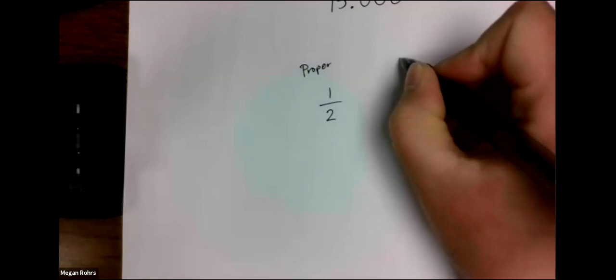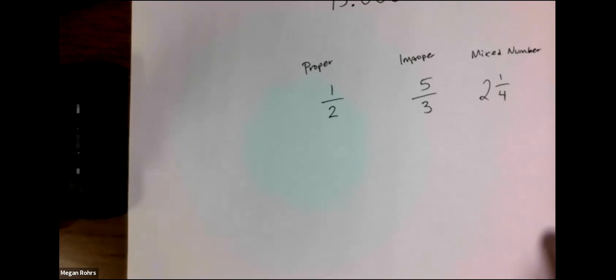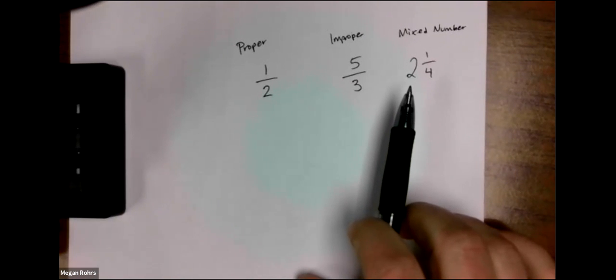We can also have what we call mixed numbers. So for example, 2 and 1/4. A mixed number is always going to be a whole number followed up by a fraction. So once again, this is proper, improper, and a mixed number. Now we're going to discuss how to convert between both improper fractions and mixed numbers here.